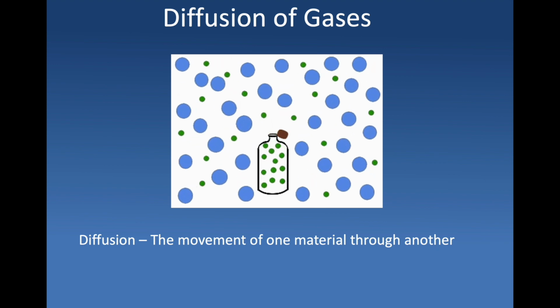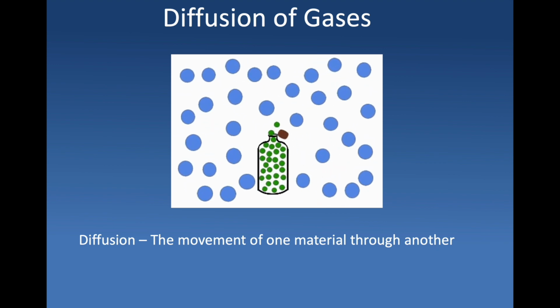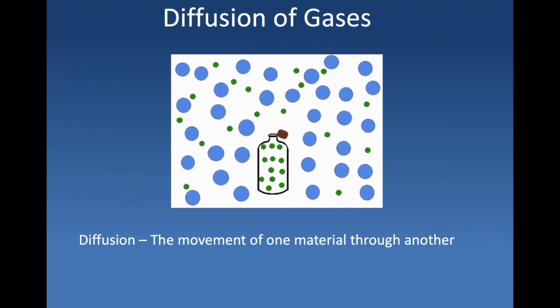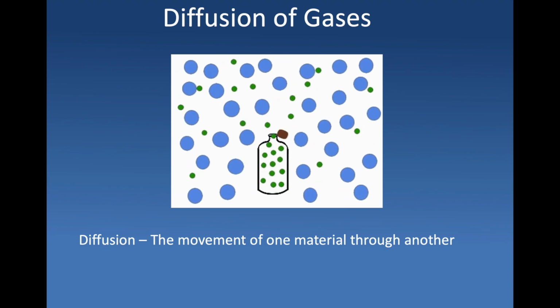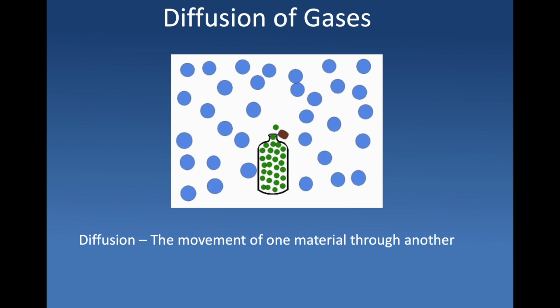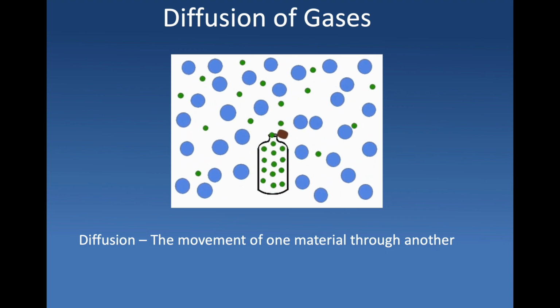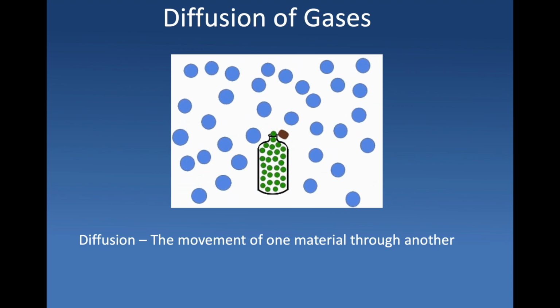Diffusion is when we have the movement of one substance into another. So in our case, we're going to be looking at one gas moving into another. So in the diagram, you can see the gas trapped in the bottle moves out and mixes with the gas particles in the air.